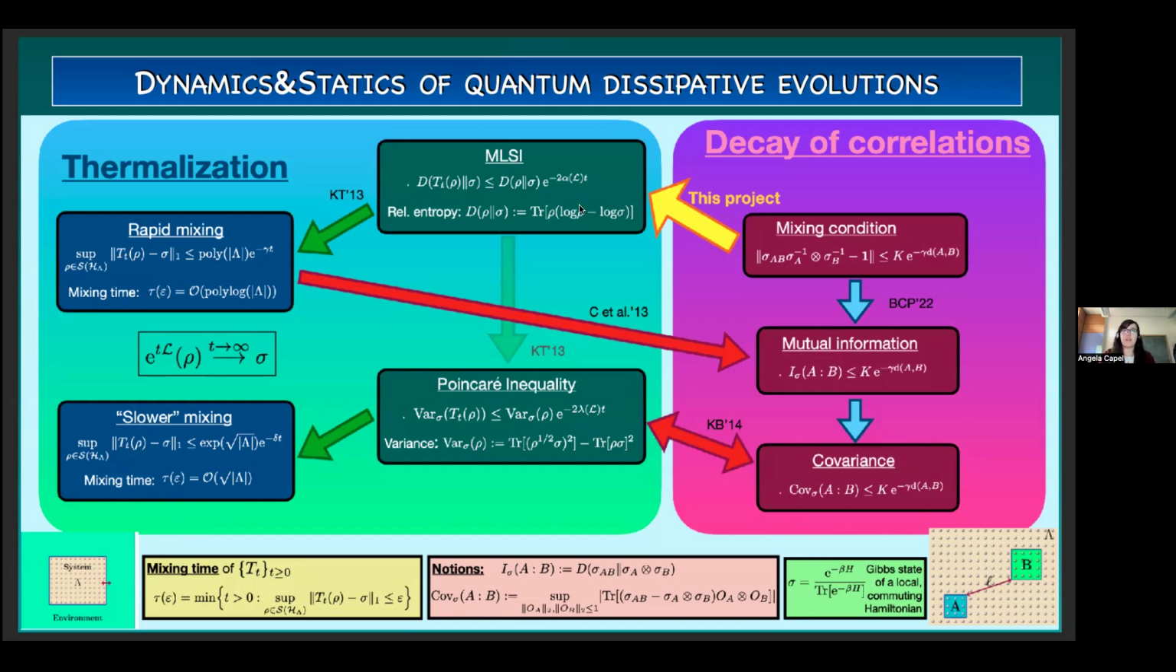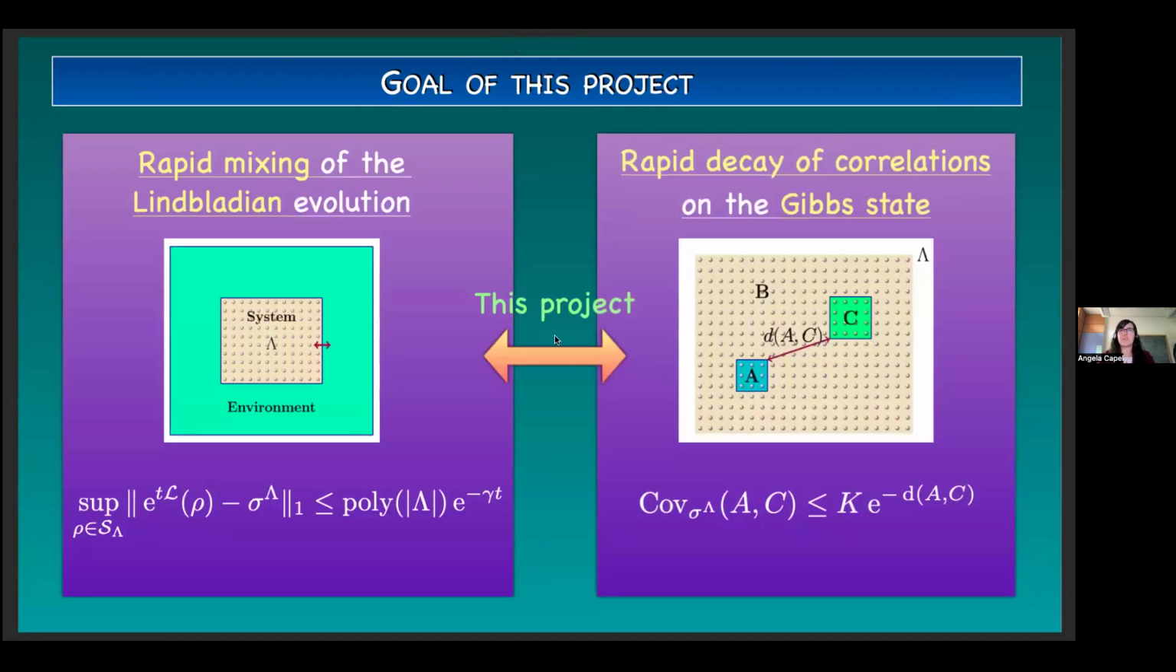And then with only knowing this, you would hope that you can say something about MLSIs or rapid mixing or something like that. So our hope with this project is that you can say something about the rapid mixing of the Lindbladian evolution just by having some rapid decay of correlations on the Gibbs state, which is essentially given by exponential decay on the covariance.